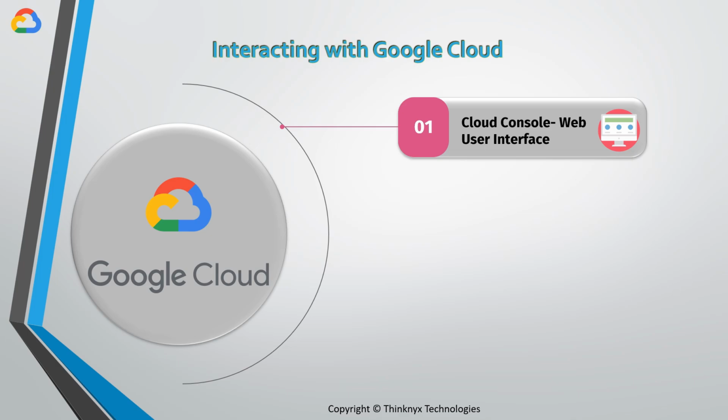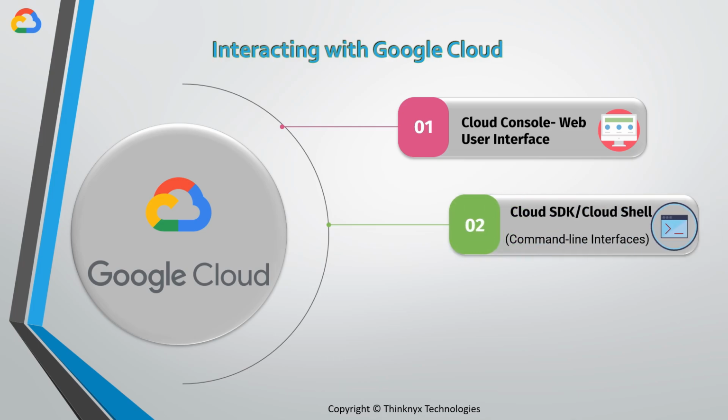Command Line Interface (CLI). Google Cloud provides a command line tool called the Cloud SDK. The Cloud SDK includes the gcloud command, which allows you to interact with Google Cloud services from the command line. You can use it to create and manage resources, deploy applications, configure settings, and perform various administrative tasks.